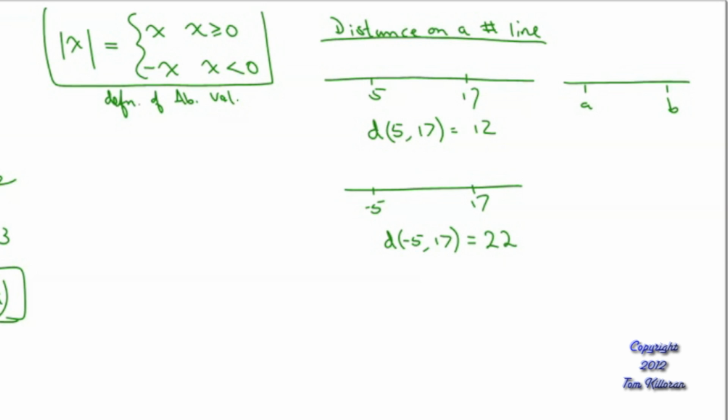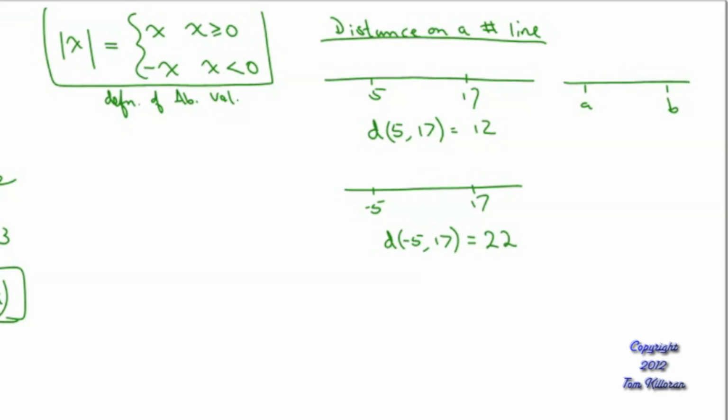Now if I subtract these two numbers, what do I get? Do I get 22? What do I get? 12. No, you get negative. Negative 5 minus 17. You get a negative 22. You get a negative 22, but I need to have it be positive. So how do I change a negative to a positive?